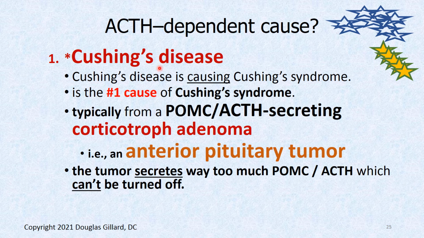But Cushing's disease, here's the good question. Cushing's disease is the number one cause of Cushing syndrome. There's the question. True or false? Cushing's disease is the number one cause of Cushing syndrome. That's true. What does it cause? What is Cushing's disease caused by? And that's also the number one cause of ACTH-dependent Cushing syndrome. What is it caused by?